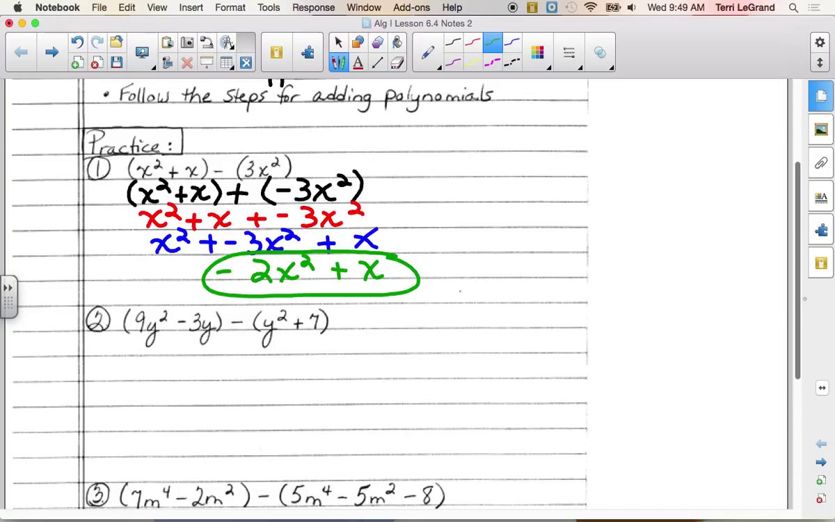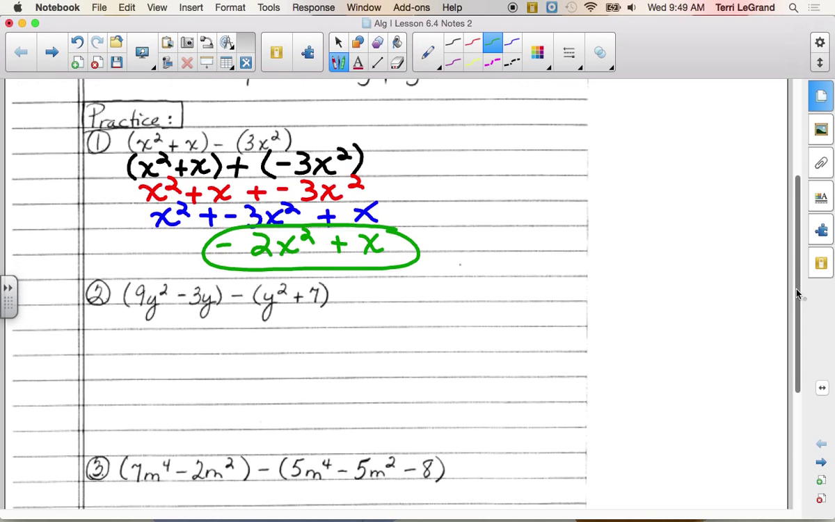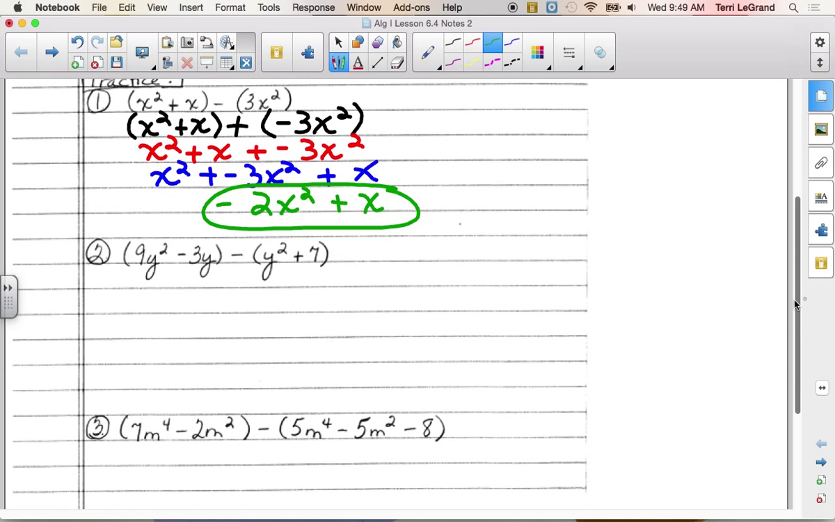So we first changed it from a subtraction problem to an addition problem. Then we dropped the parentheses, rearranged, added like terms, right? That's when we had a monomial being subtracted. That's how it looks. How's it going to look if we have a binomial being subtracted?